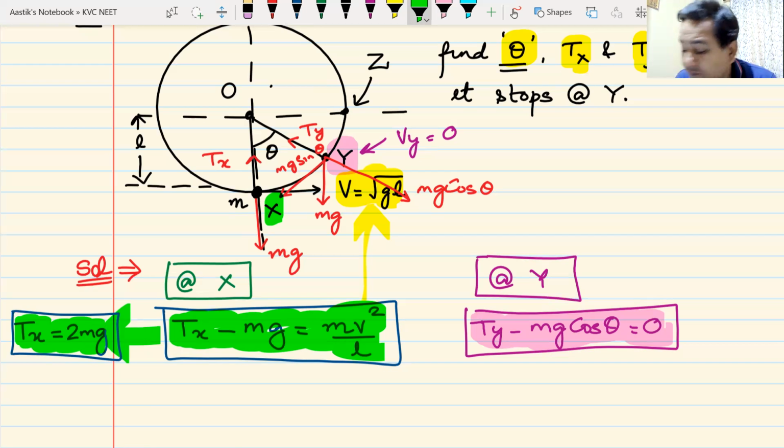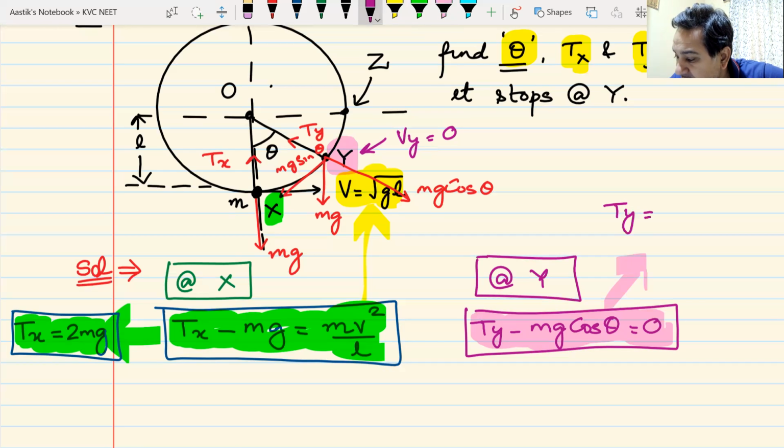By putting the value of V as root over GL, or V square as GL, you will get this answer as 2 mg. That is the first answer we have got, tension at X. But now I move ahead and try to find out tension at Y. So if I try to find out tension at Y, I get this equation.